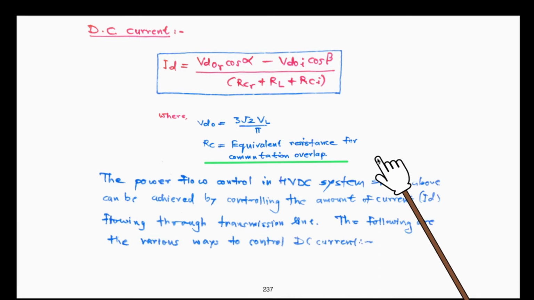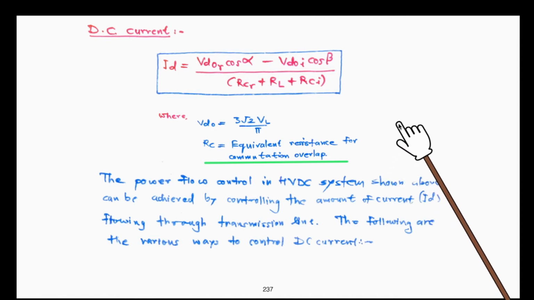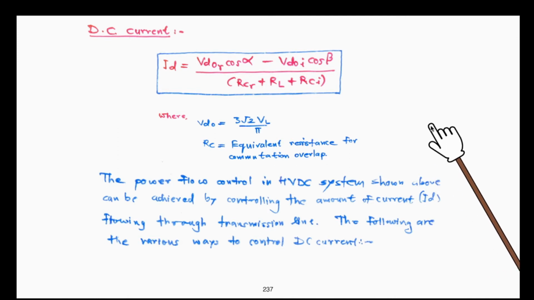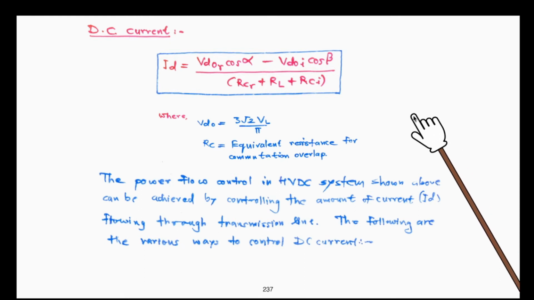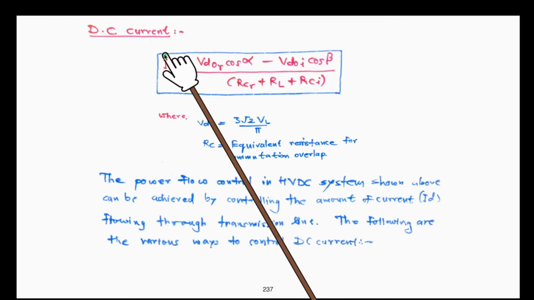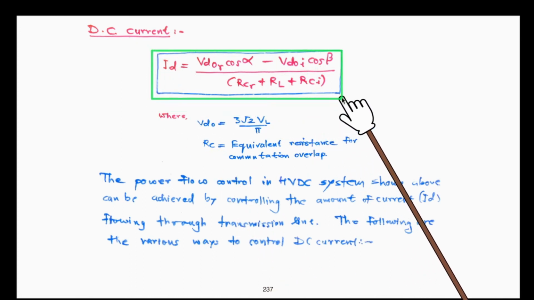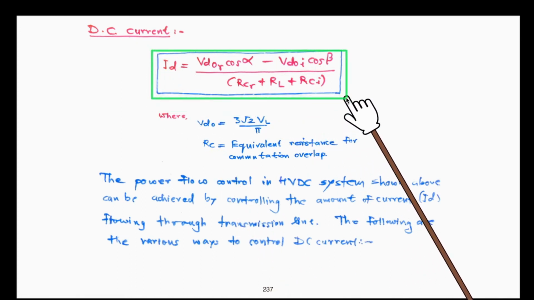So the DC current equation is obtained, and it depends upon several parameters, as already discussed while we were going through the equivalent circuit. Fine. So this is a very important equation which you have to remember in order to understand the power flow control in case of an HVDC system.